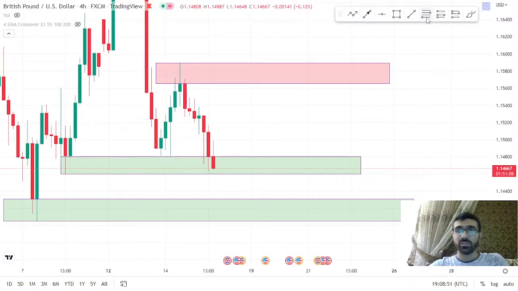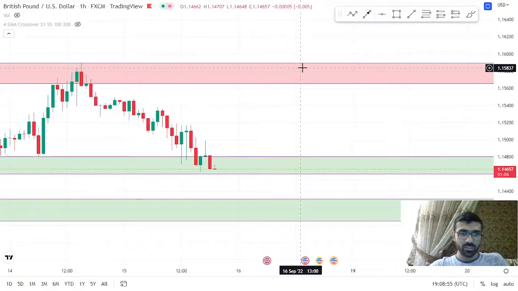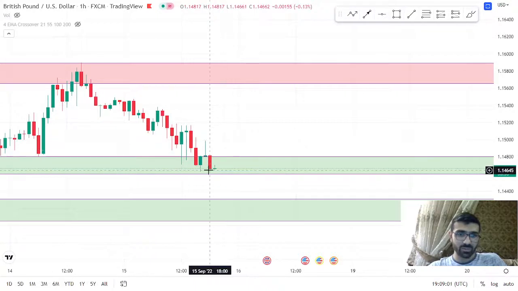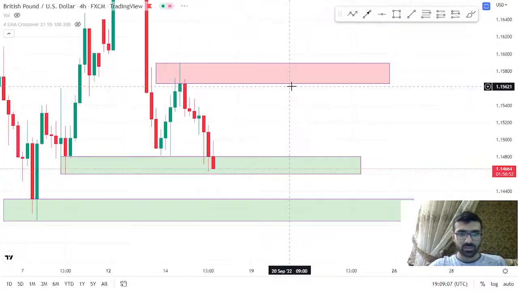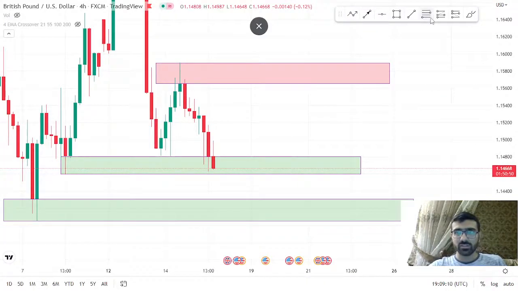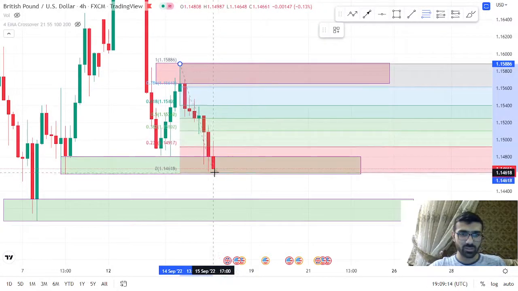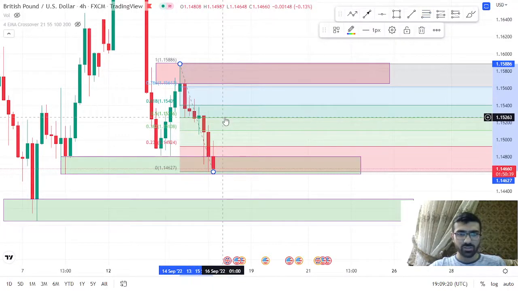So let me just go to the 1-hour chart. As you can clearly see, currently in the 1-hour chart, if market is making a double bottom from here, then we are going to go long. And if I take a Fibonacci retracement from here till here, I'm expecting the retracement till here at least.